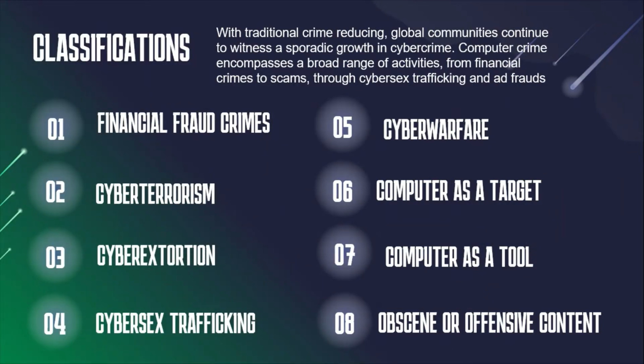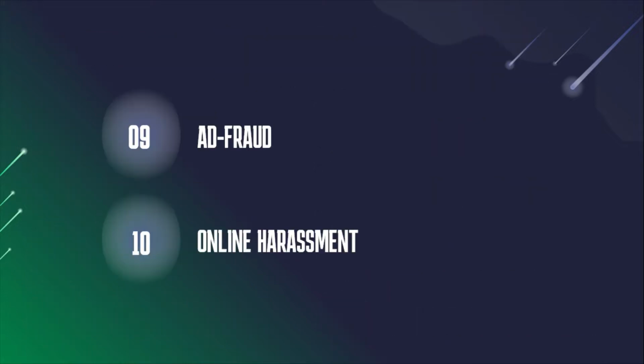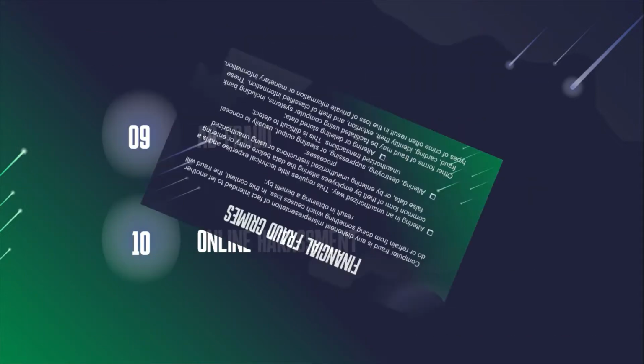Classifications. With traditional crime reducing, global communities continue to witness a sporadic growth in cybercrime. Computer crime encompasses a broad range of activities from financial crimes to scams through cyber sex trafficking and ad frauds. First is financial fraud crimes, second is cyber terrorism, third is cyber extortion, fourth is cyber sex trafficking, fifth is cyber warfare, sixth is computer as a target, seven is computer as a tool, eight is obscene or offensive content, nine is ad fraud, and 10 is online harassment.